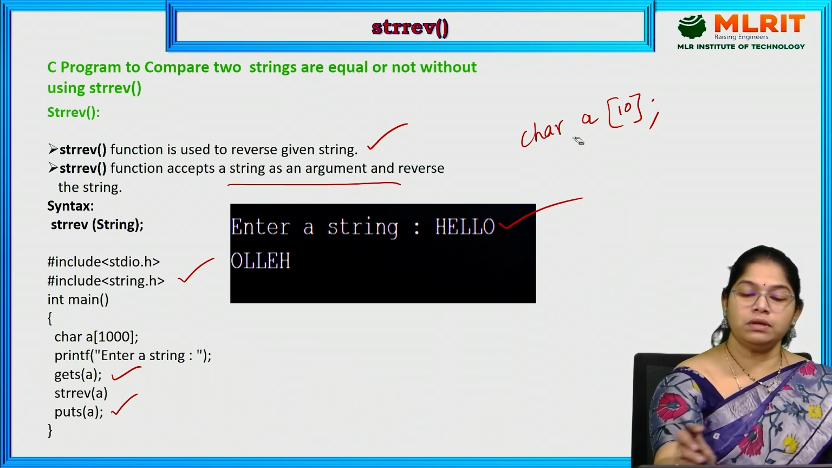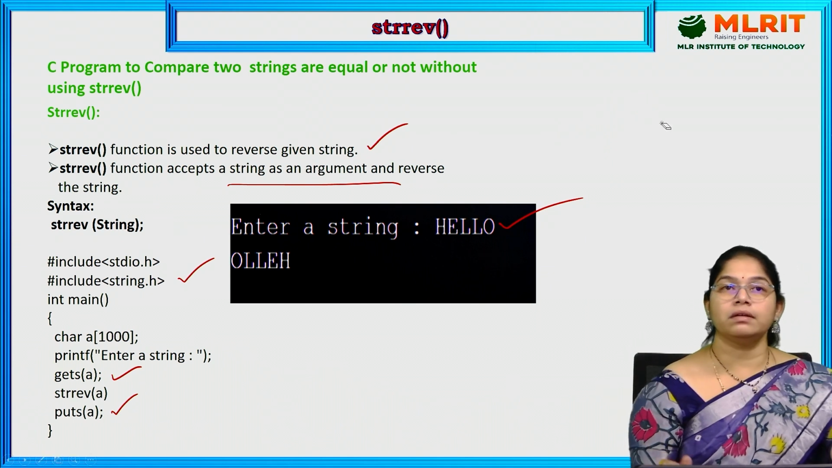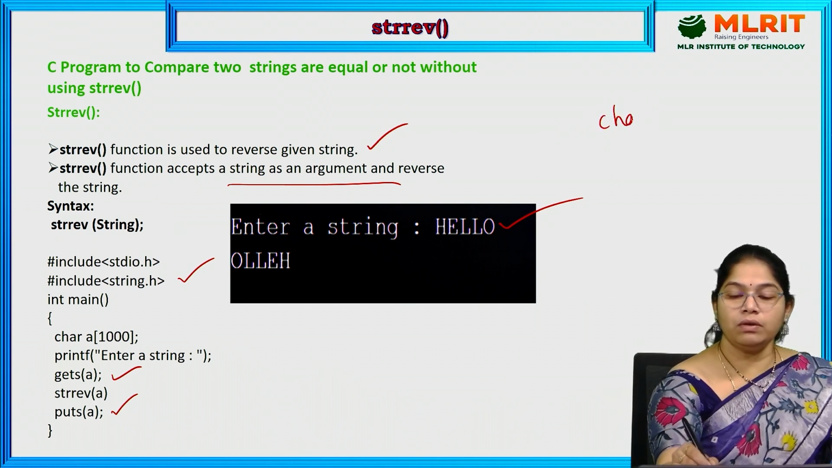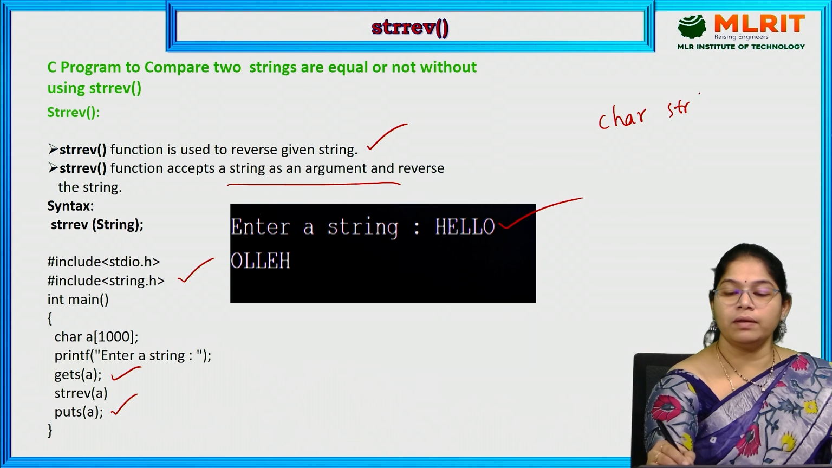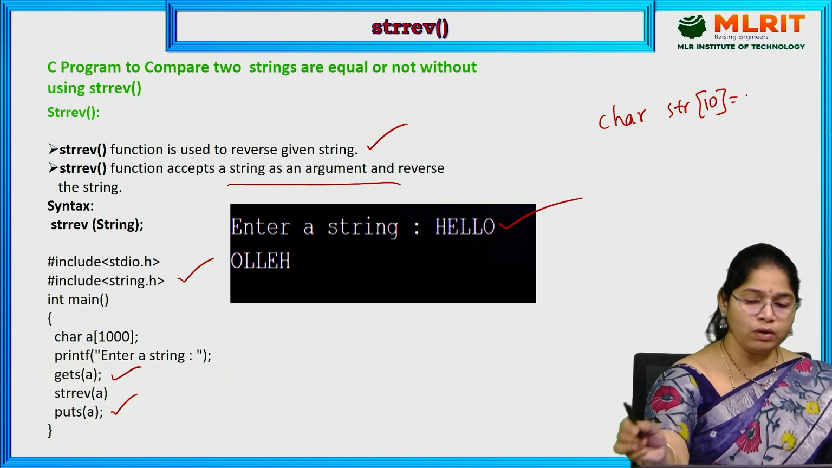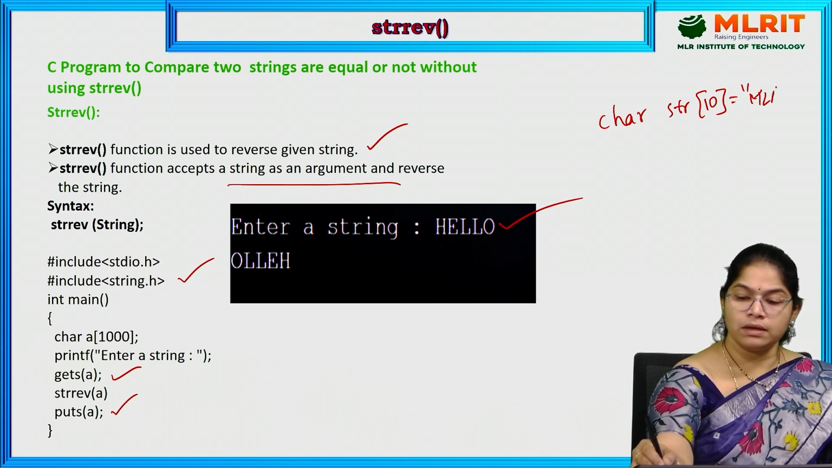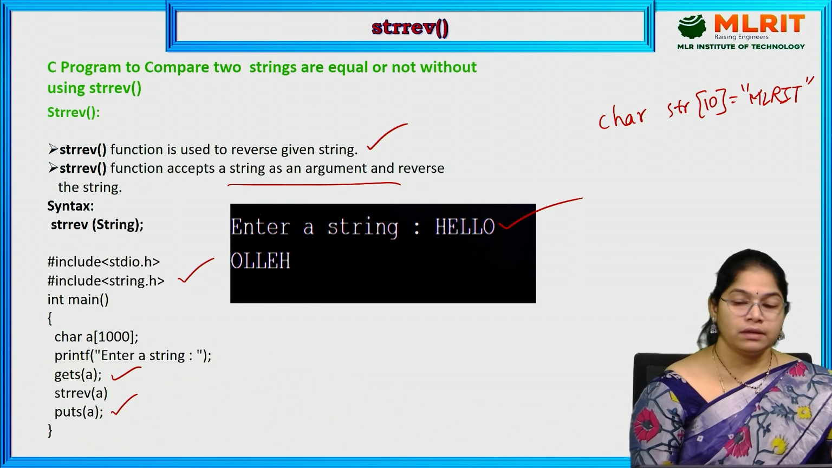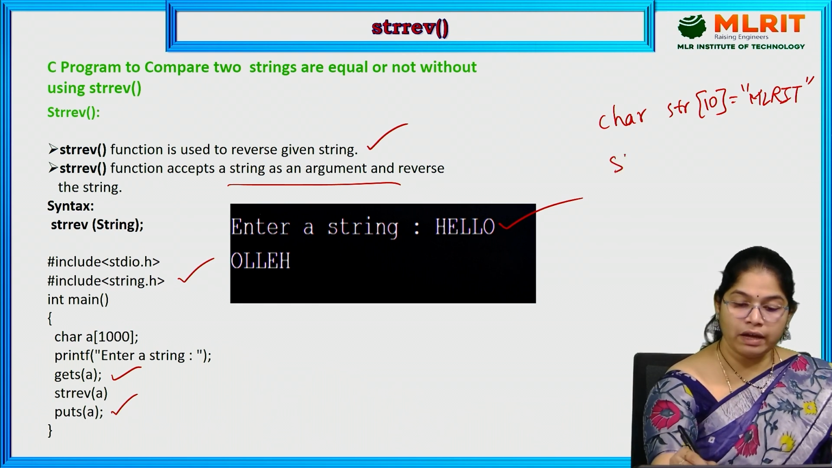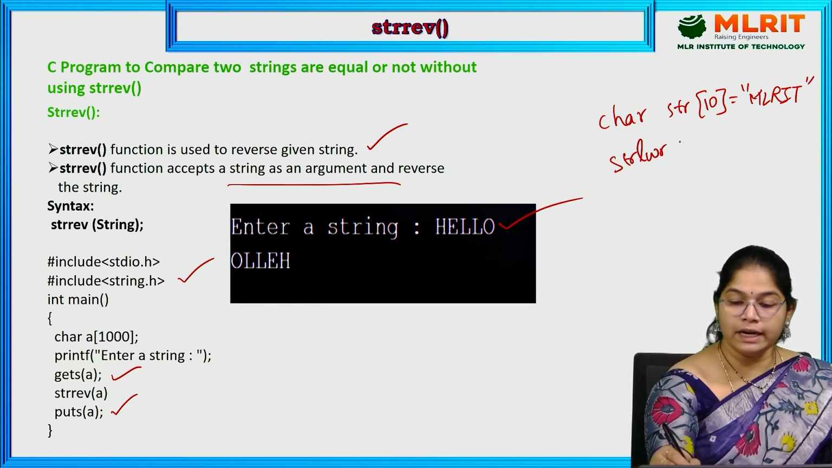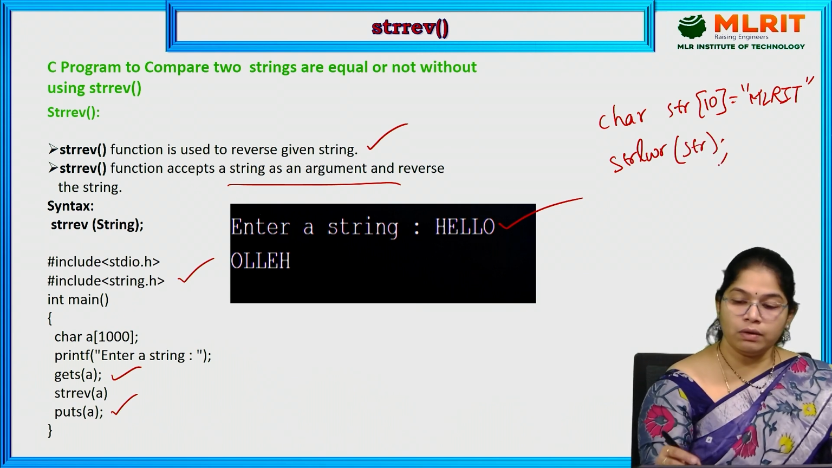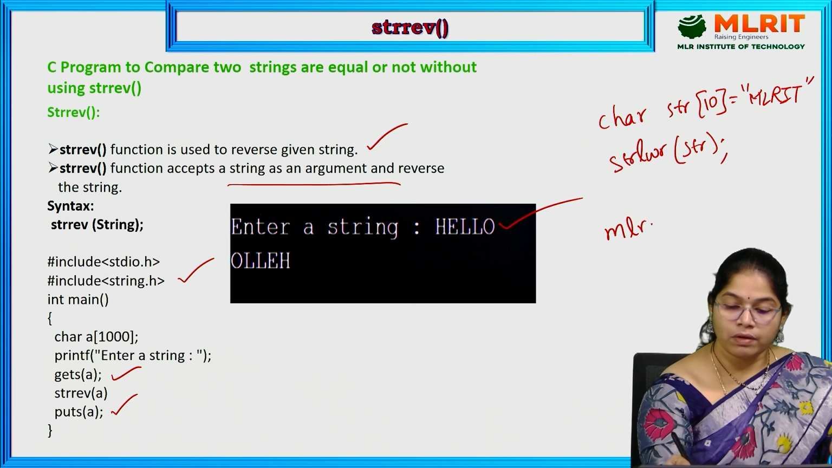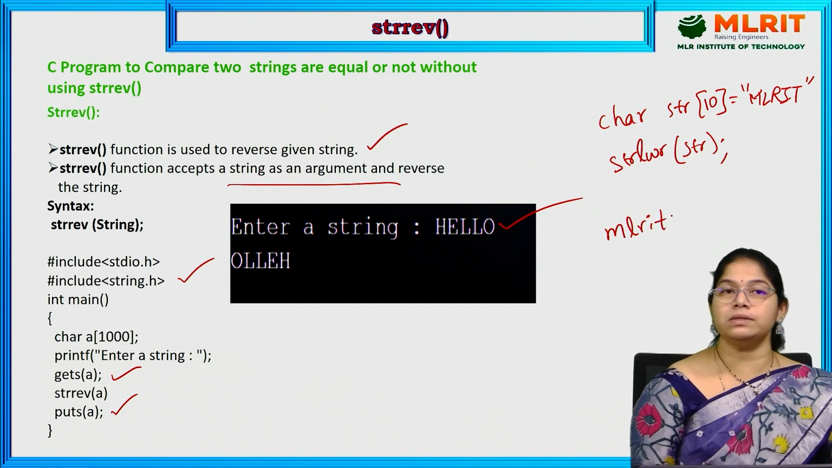Suppose I want to print the lowercase of the string. The string name is str, and here I am taking 10. Here only I am initializing the value as MLRIT. I want to print the lowercase of that string. Then we have to use a function called strlwr and then the string name. It also takes one argument. Now in this case it will convert all the uppercase letters into lowercase.